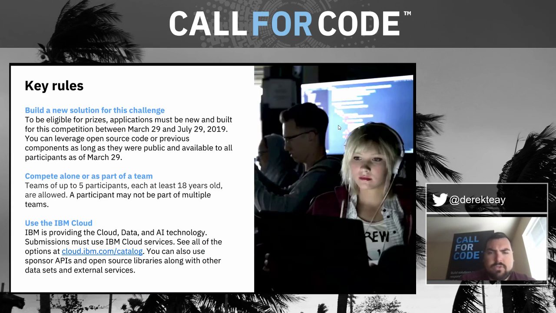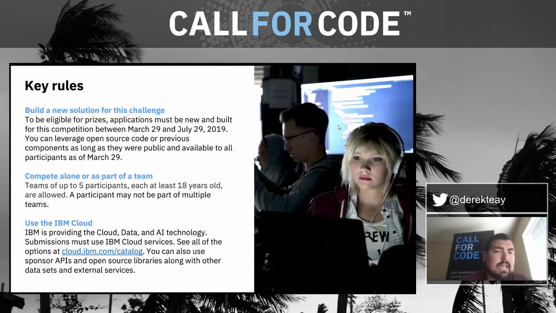There are a few official rules. They're in the participation agreement that you accept upon registration. One of them being build a new solution for this challenge. So it's what we call the fresh code rule. So you have to have code built between March 29th and July 29th. Can be open source or previous components, as long as they were available to all participants as of March 29th. As far as the team, it's teams of up to 5 people, at least 18 years old, and you cannot be a part of multiple teams.